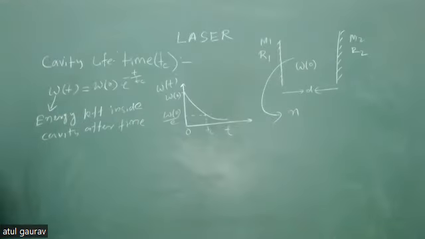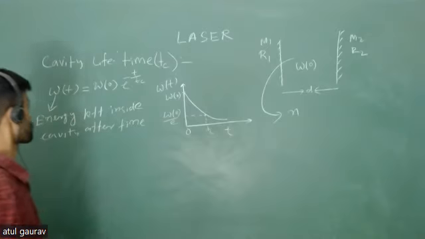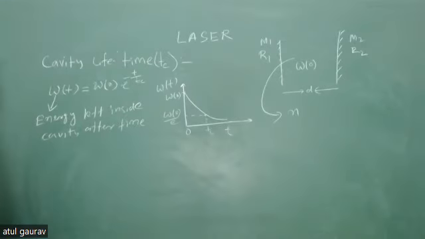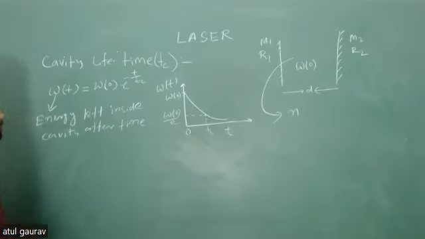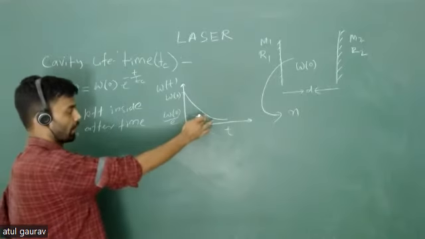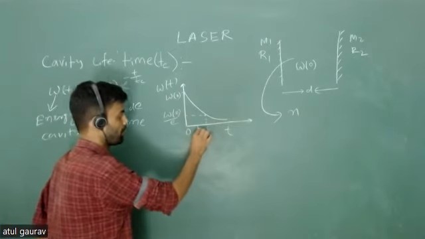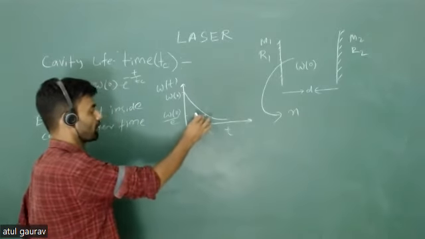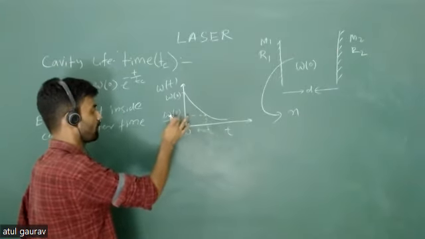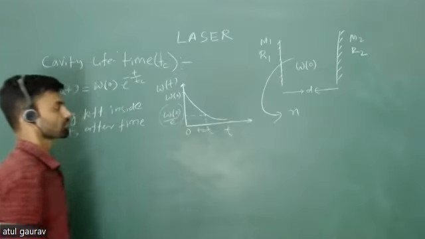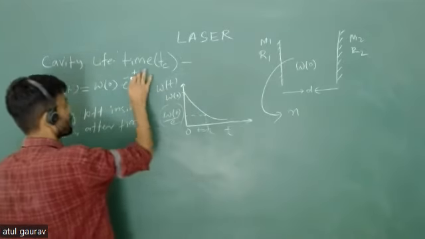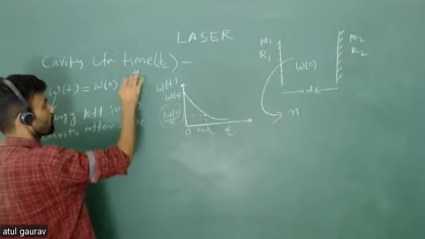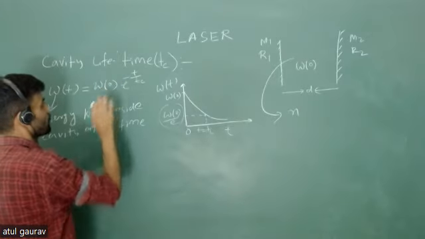Now I'll ask one question. Please give me that answer. At time t equals Tc, how much energy is stored, or left inside the cavity? This much. Is it clear now? You just substitute t equals Tc here, Tc will be gone. So obviously you will get W0 by e.